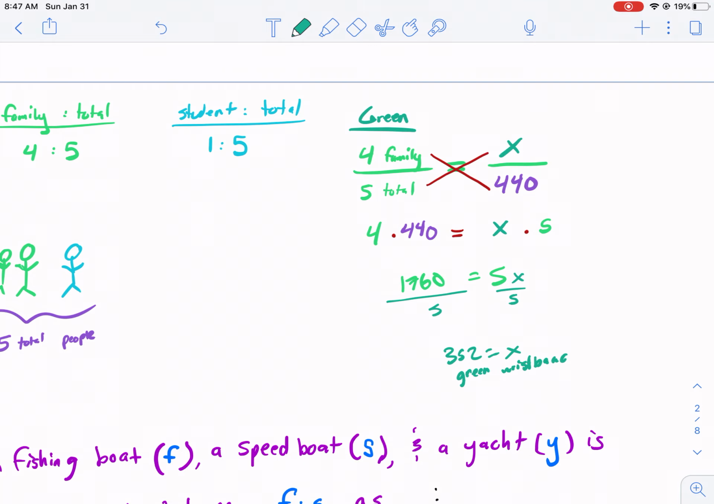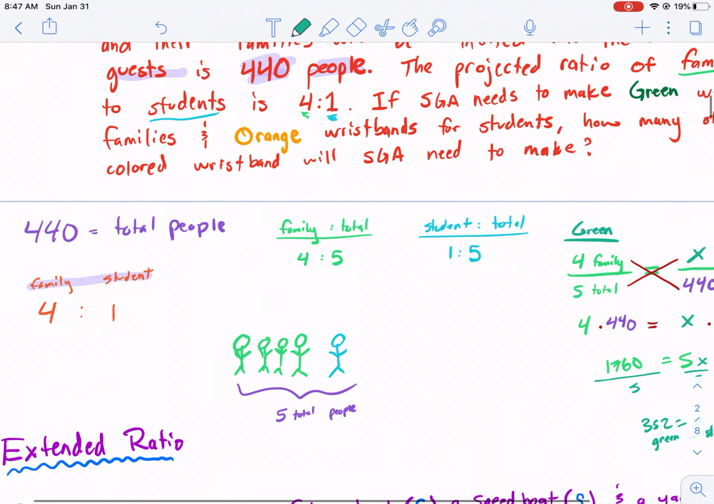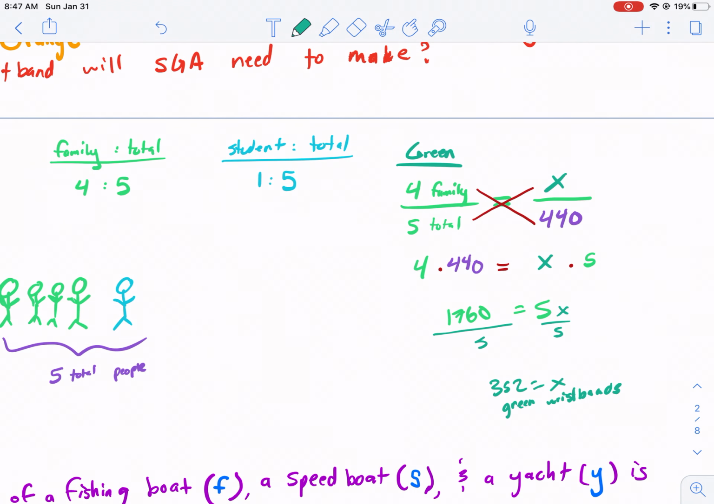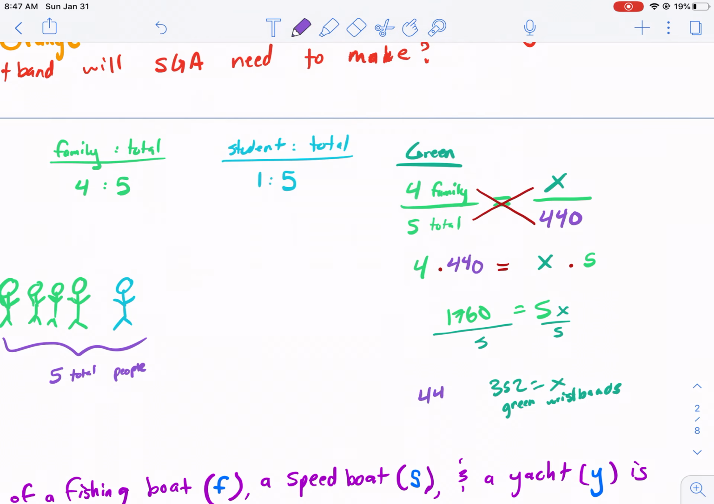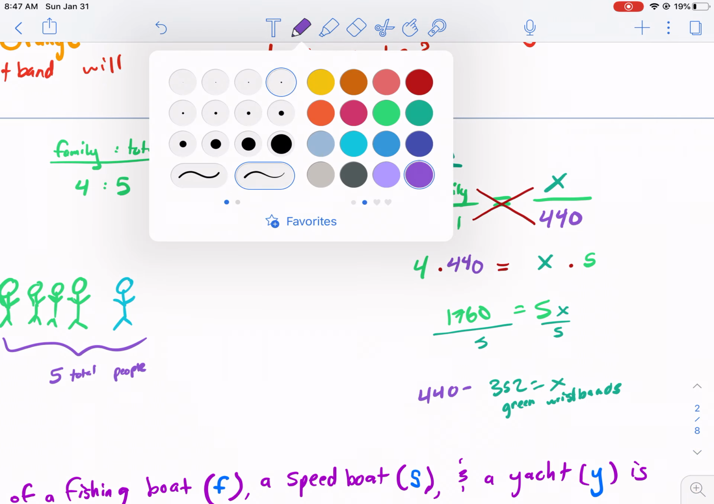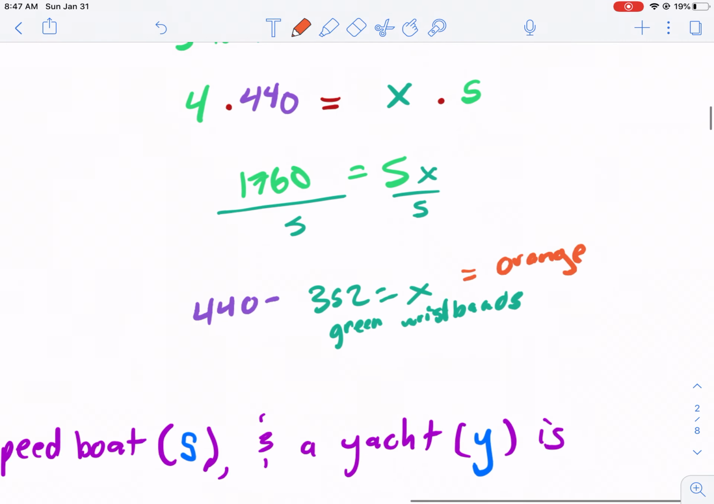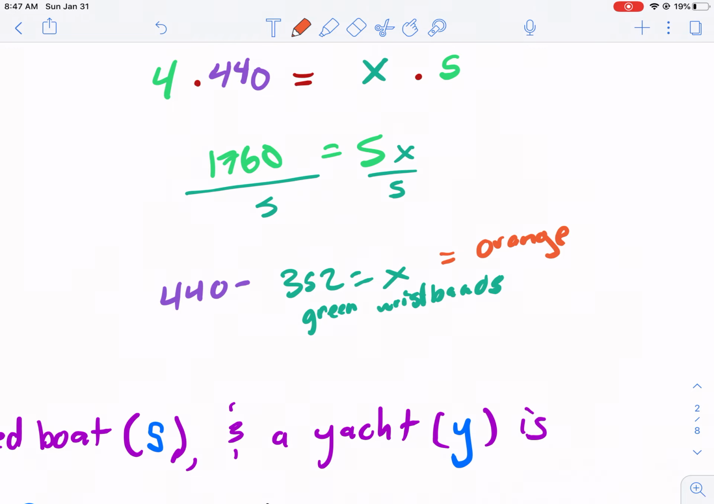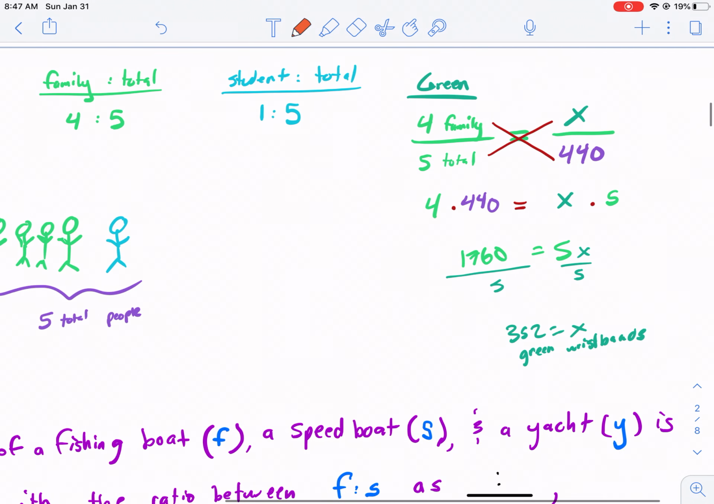Now, you could just take 440 and subtract the green wristbands to find the orange wristbands for students. That'd be a way to do it. So just as a demonstration real quick, we could do 440 minus this, and that would equal the student wristbands or the orange wristbands. Okay, if you want, write that down. I'm about to erase it though. 3, 2, 1, erase.